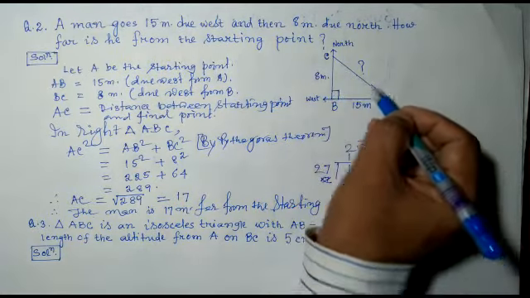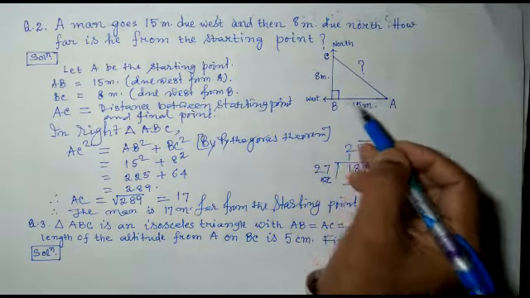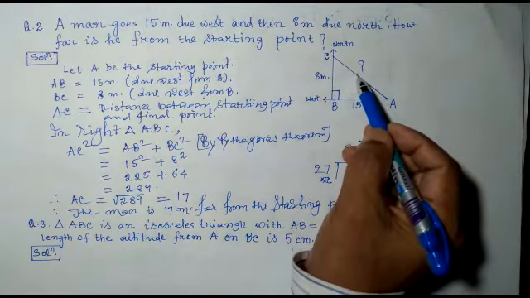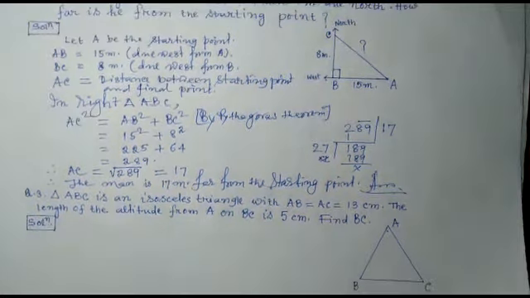Then we find the distance between A and C is very clear. This is a right triangle. In this right triangle, we find the square of the hypotenuse. That is the work. So next question is question number 3.